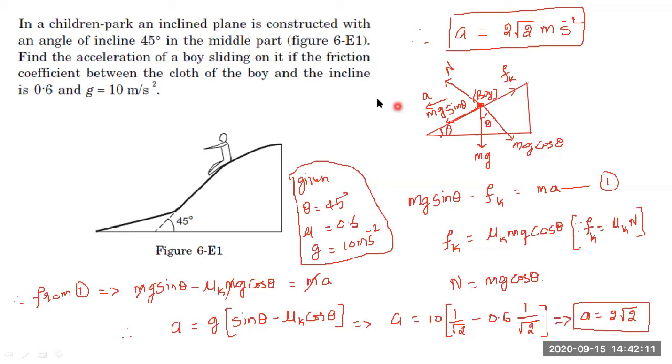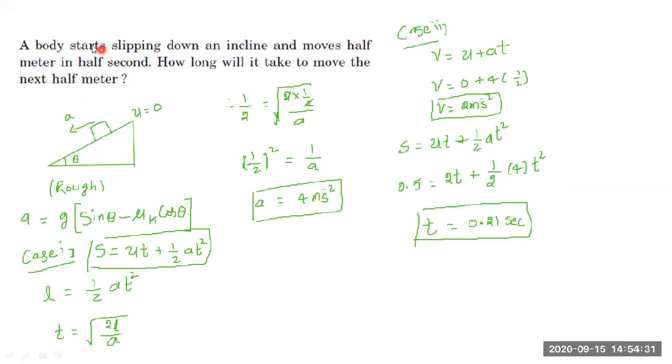In this problem, it was given that a body starts slipping down an incline and moves half meter in half second. How long will it take to move the next half meter? So students, here the nature of the inclined plane is not mentioned. Only it was given that the body started slipping down an inclined plane. Means we can take initial velocity as 0.